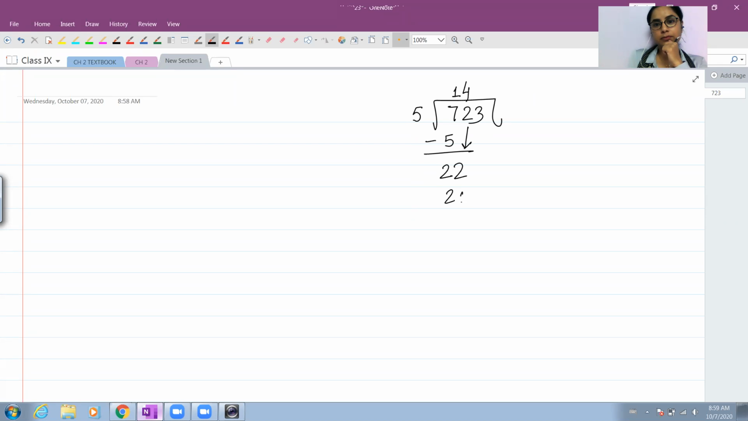So right now it should be 5 4s are 20, right? It should be 5 4s are 20. But what if I do this?